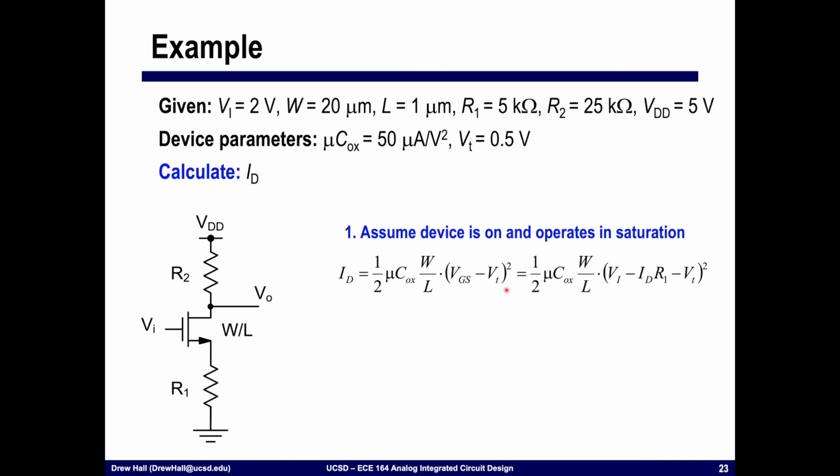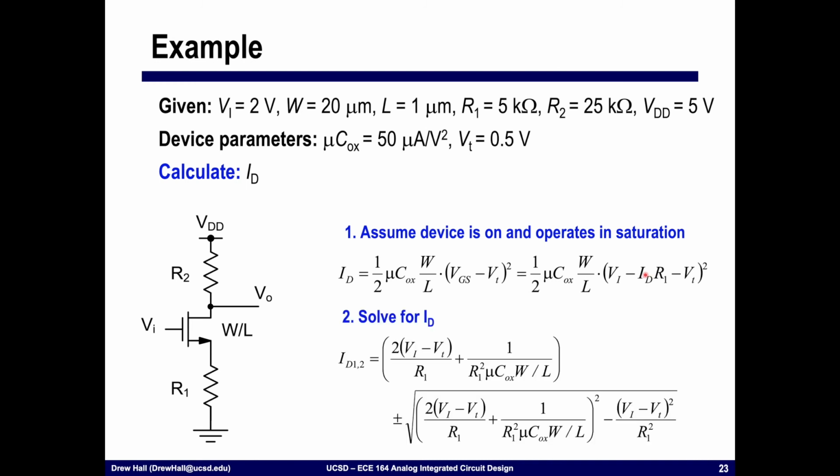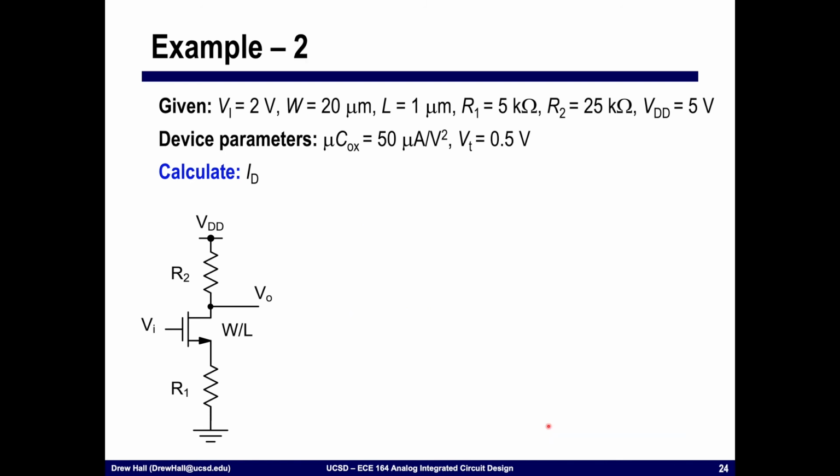And so I need to solve this expression. I need to find the two roots that come out of this ID expression. And so if I go through a little bit of math and plug in all of the numbers, I'll essentially find that this particular circuit has two currents. If I plug in those numbers, I would get that ID1 was 500 microamps and ID2 was 180 microamps.